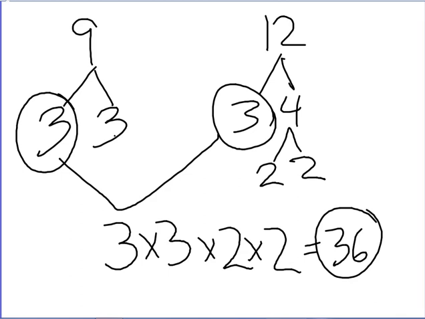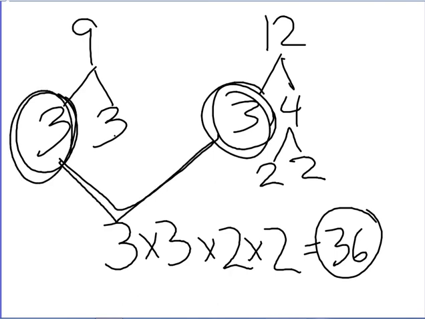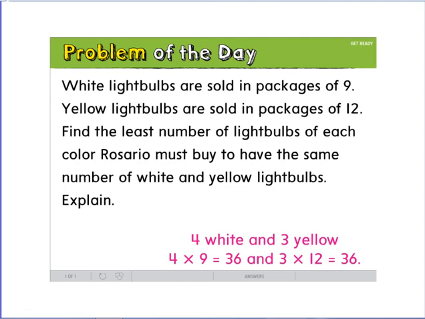So you can do it by writing out the factors like I did on the other page, or you can do it like this, where you prime factor them and you take the common numbers, only use the common numbers once and go from there. Okay? So there you go.